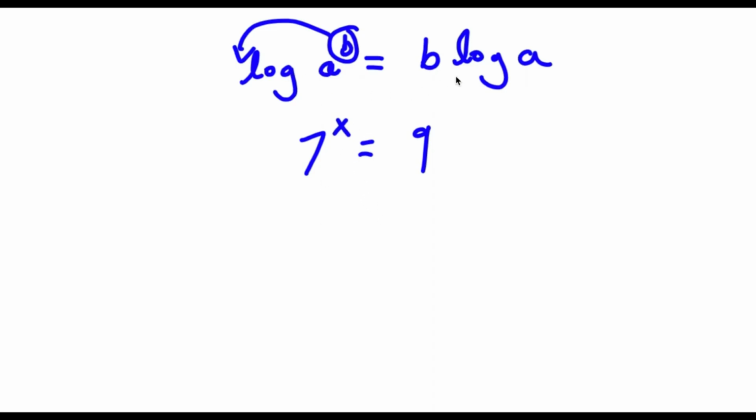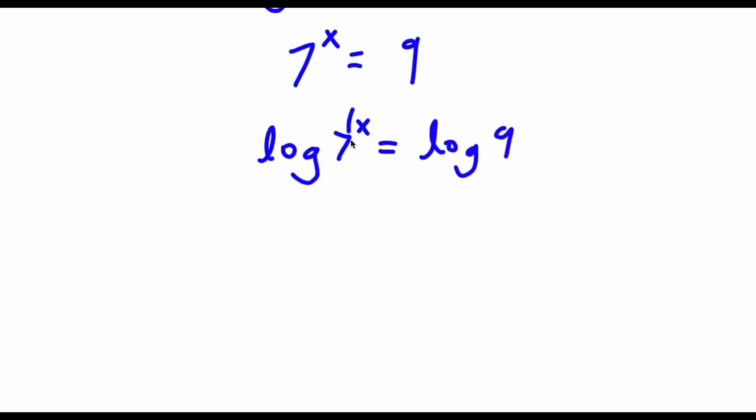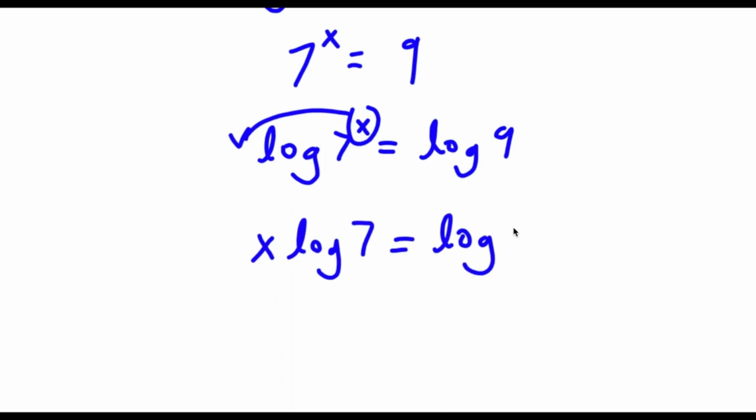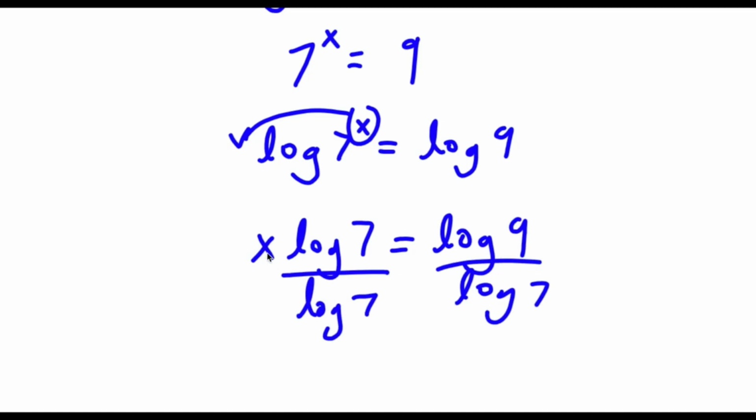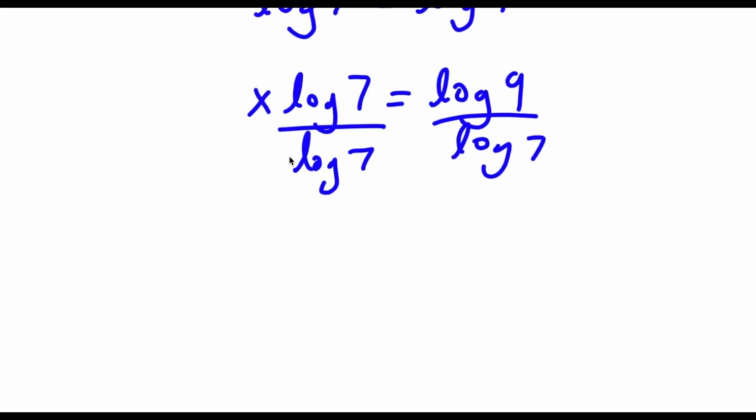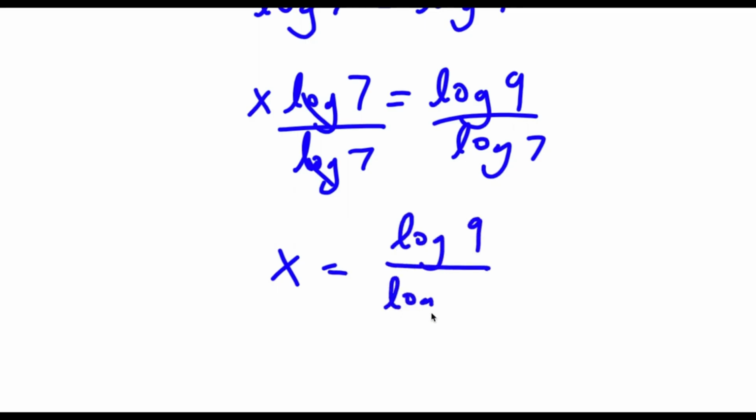However, when we use this property, we can take the log on both sides. So we have log 7 to the power of x is equal to log 9. And now I can go ahead and move this to the front. So this would equal x times log 7 is equal to log 9. And now I can divide both sides by log 7 because, as you can see, x is an actual term now, and it's pretty simple to solve for. So now we have x is equal to log 9 over log 7.